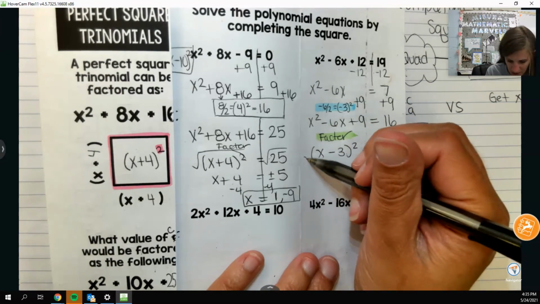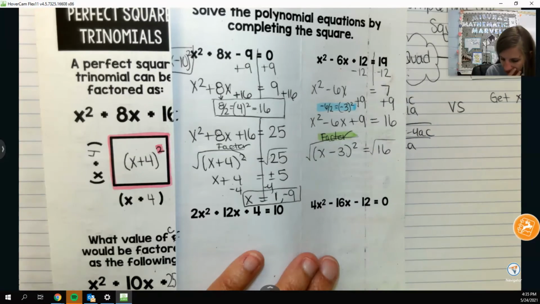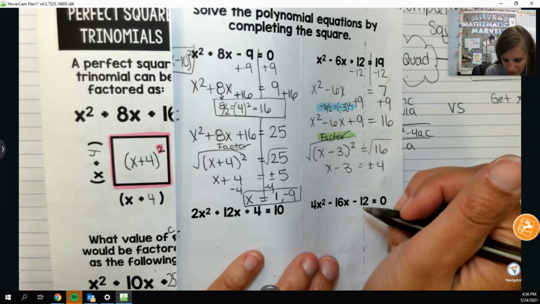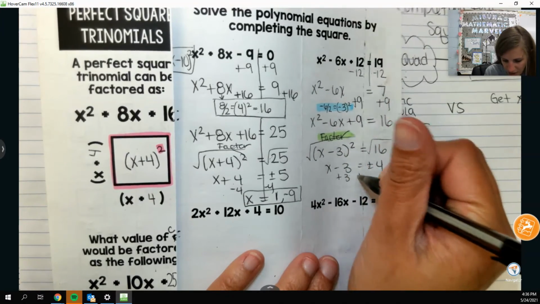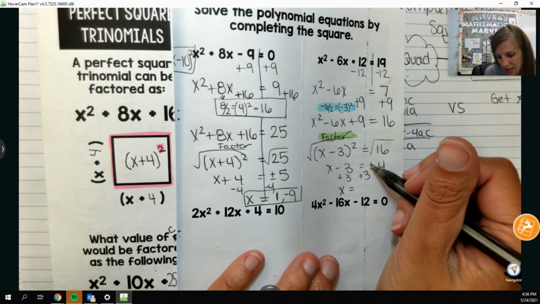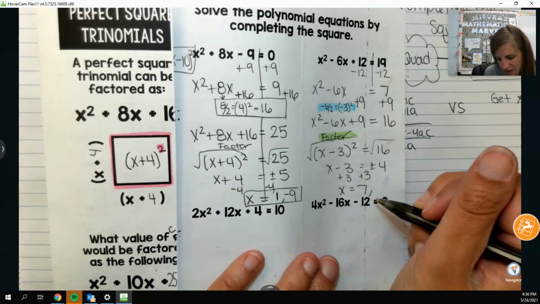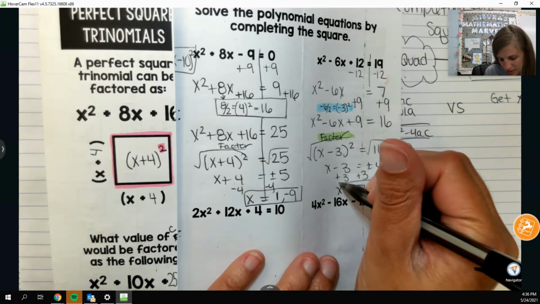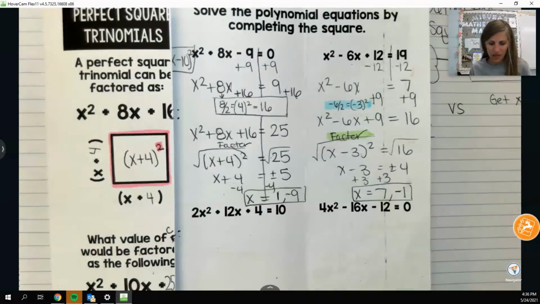And then we square root both sides, because now we're going to start solving, because now it's in vertex form. And so we'll have x minus 3 equals plus or minus 4. And then we'll add the 3 over to get x totally alone. And 3 plus 4 is 7, and 3 minus 4 is negative 1 for my 2 solutions.